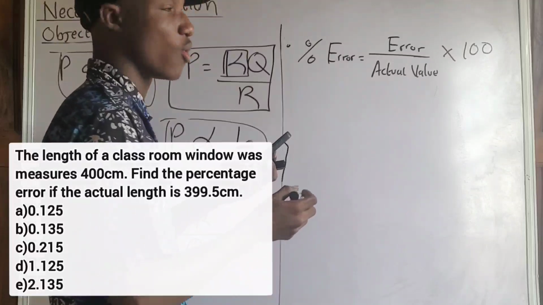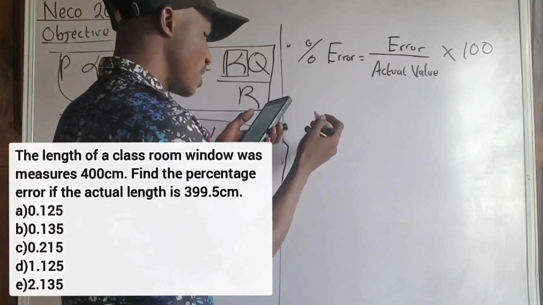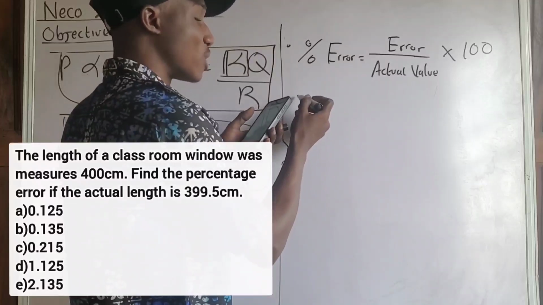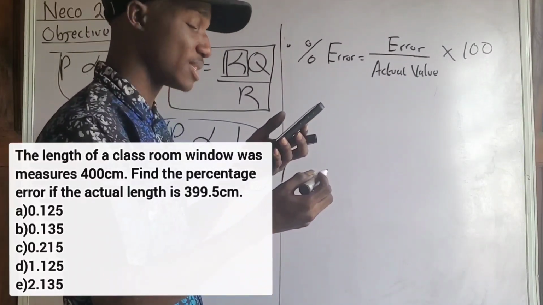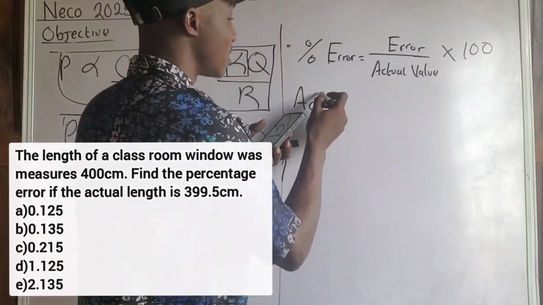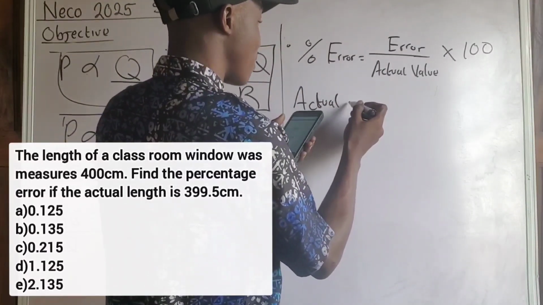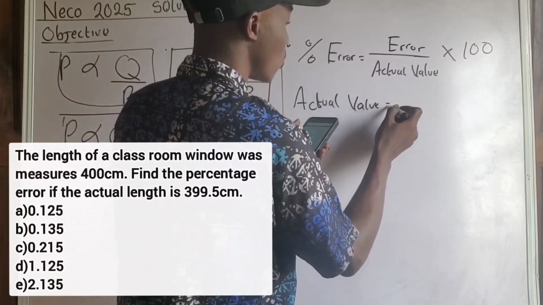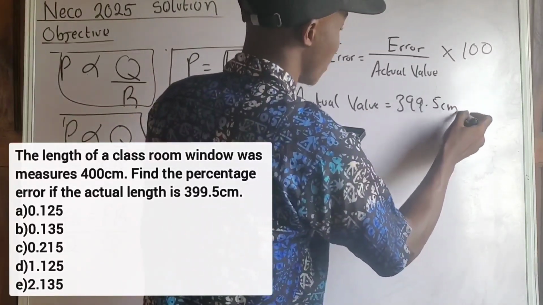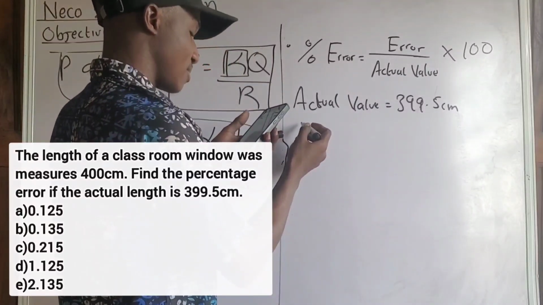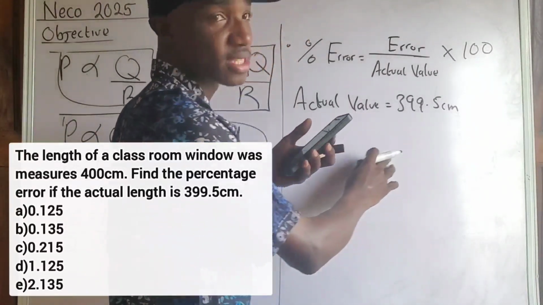Now, to get the error, listen to me. To get the error, we've been given in the question that the length was measured as 400 centimeters instead of 399.5 centimeters. So the actual measurement, which is the actual value, what is it? 399.5 centimeters. Now, the actual value is 399.5 centimeters.